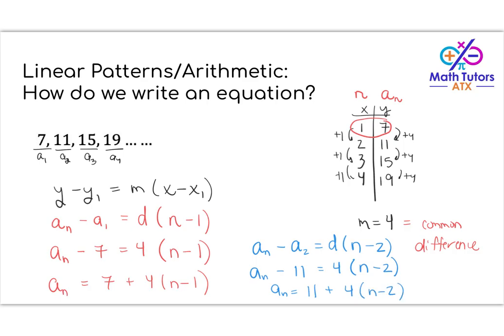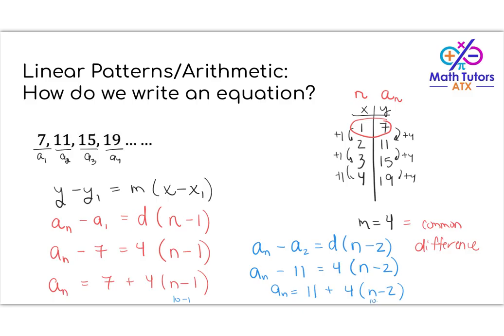Now, you agree that if I plug in any value of n, I should get the same answer for my a sub n. So you can test that. Choose a number like 10 for n, right? If I plug in 10 here, 10 minus 1 is 9, 9 times 4 is 36, 36 plus 7, you're looking at 43. Excellent.